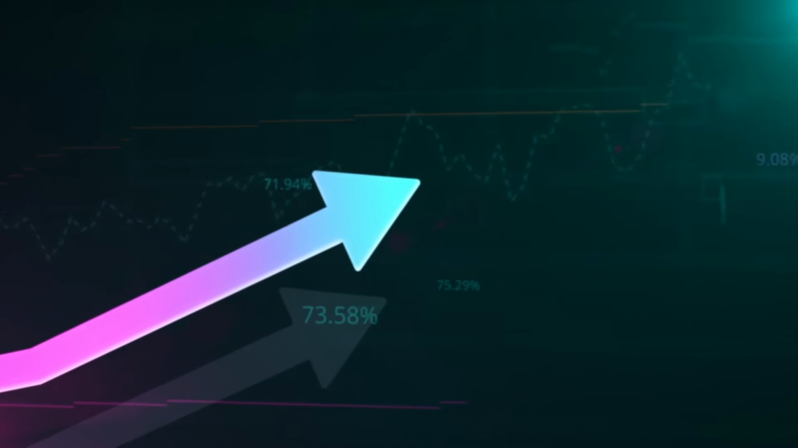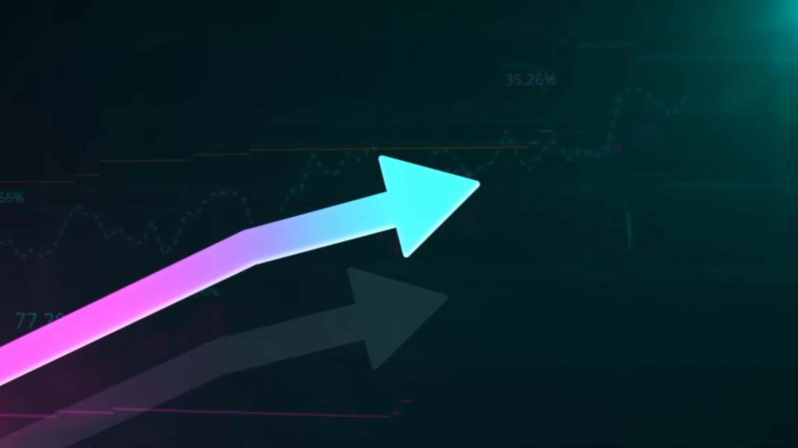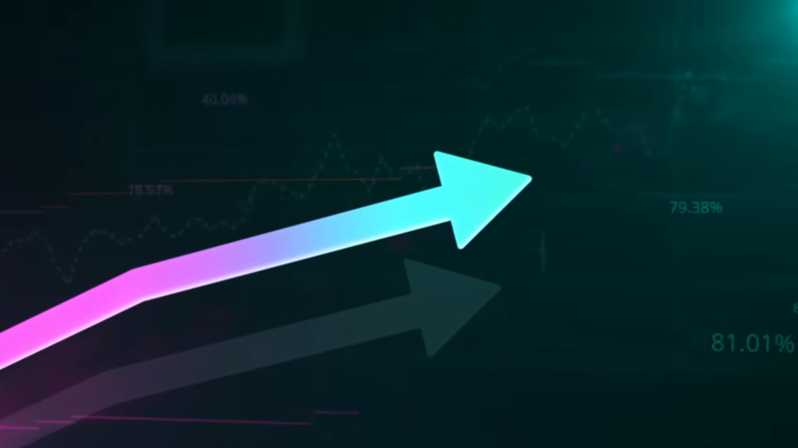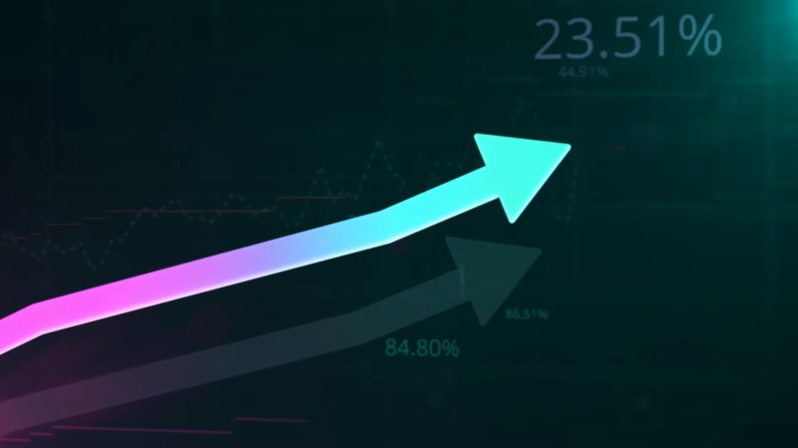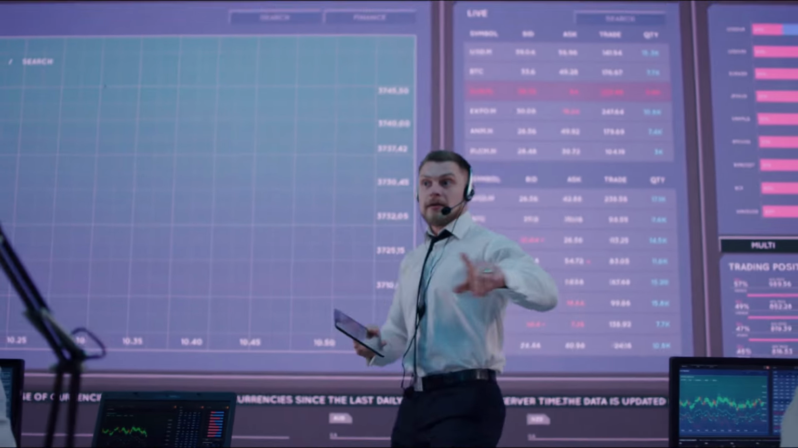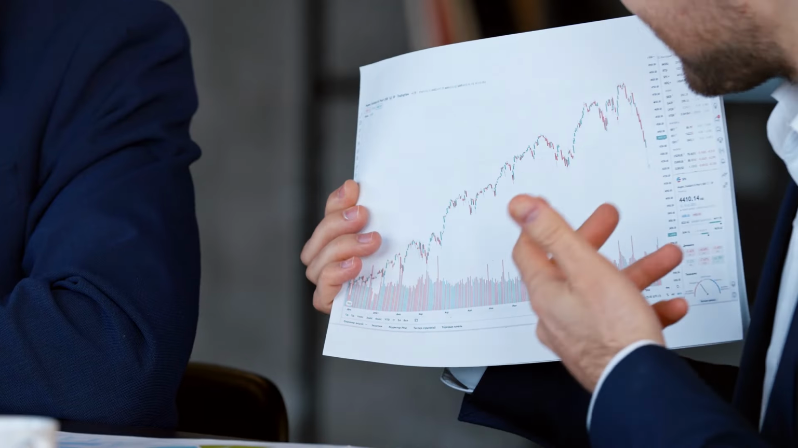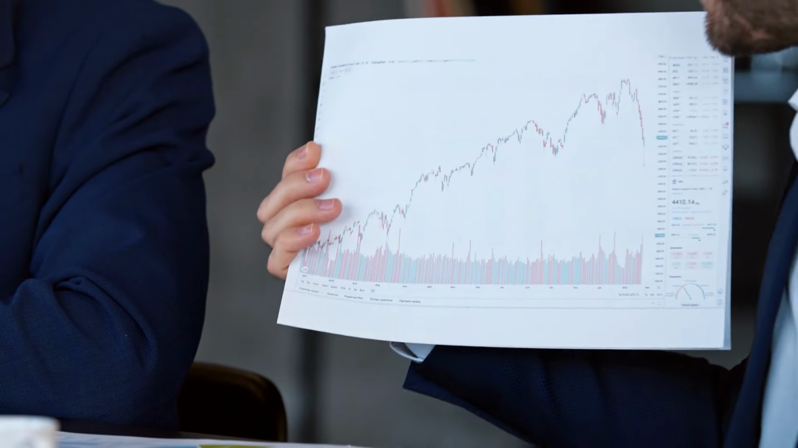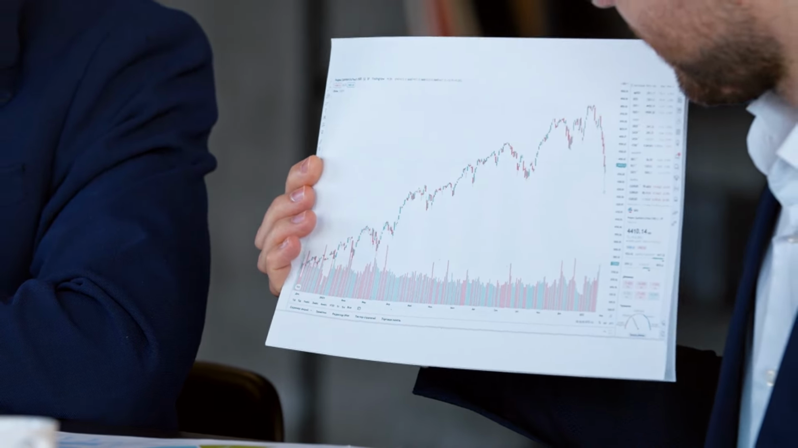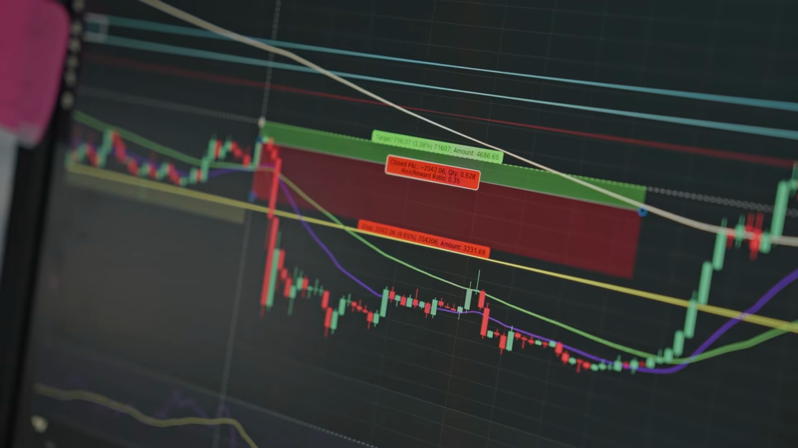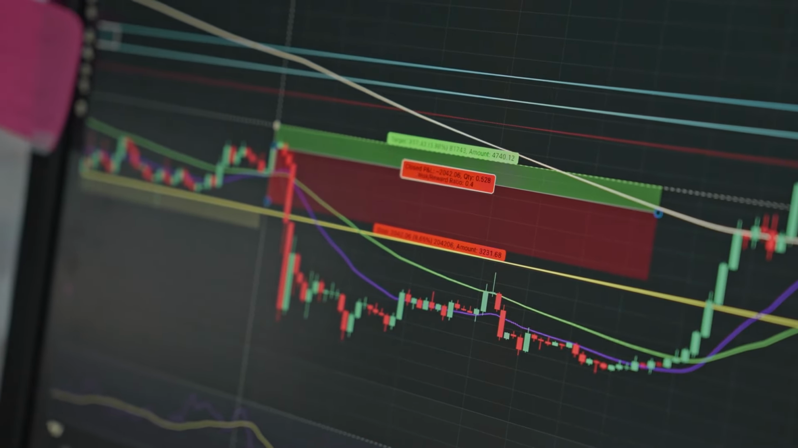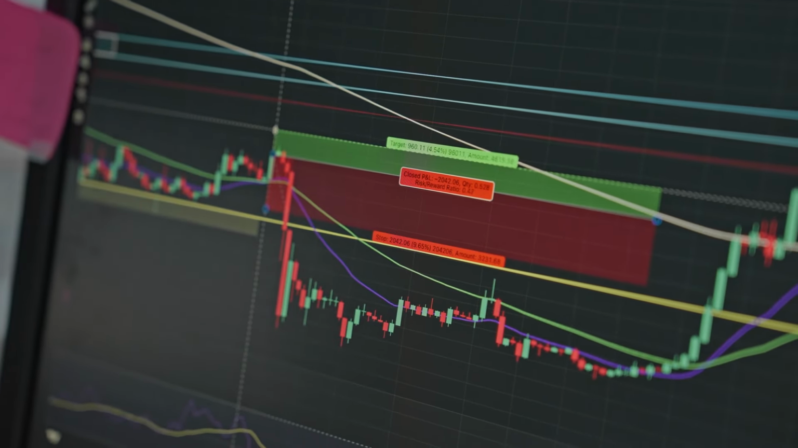If the price goes up, you can exercise the option and buy the asset at the lower price, making a profit. Put option. A put option gives the buyer the right to sell an asset at a predetermined price. If you believe the asset's price will go down, you can buy a put option. If the price drops, you can sell the asset at the higher strike price, profiting from the difference.